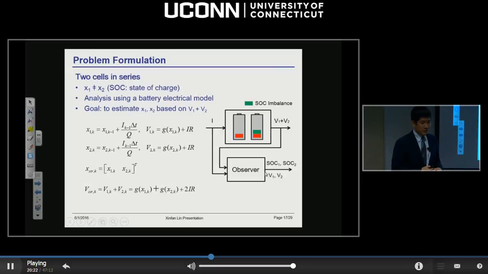So later I would talk about how we expand this discussion to estimate capacity difference and also the resistance difference, because capacity difference is also very common among cells, and it will contribute to SOC imbalance. So let's make it more complicated. So I'll do some kind of investigation into that later.